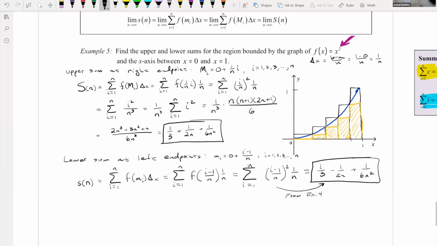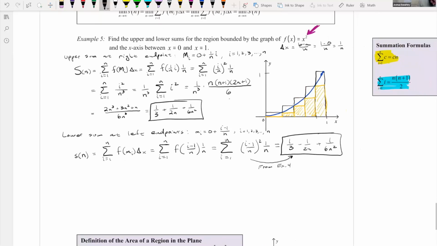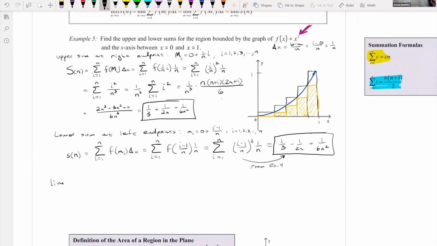Well, what happens if we take the limit as the number of rectangles approaches infinity of our little s of n, which is the limit as n goes to infinity of 1/3 minus 1 over 2n plus 1 over 6n squared? But we know how to do that. If we let n get huge, those two terms are going to go to 0. That's a pretty straightforward limit.